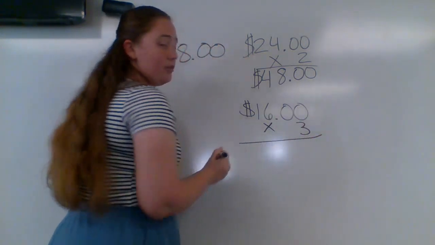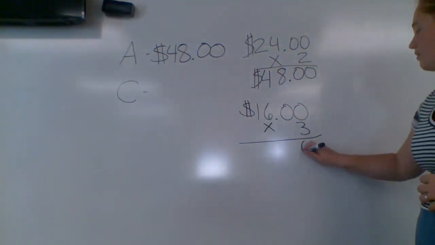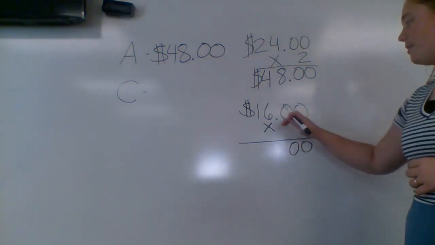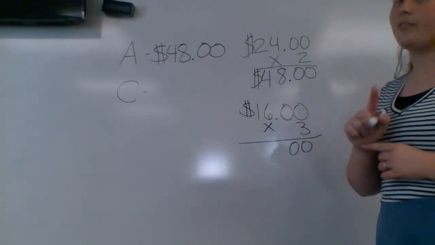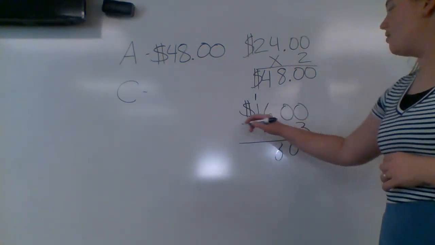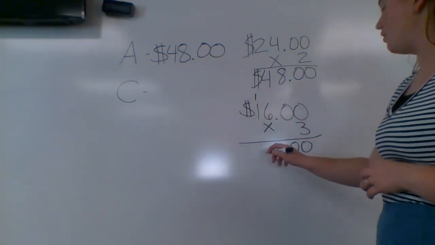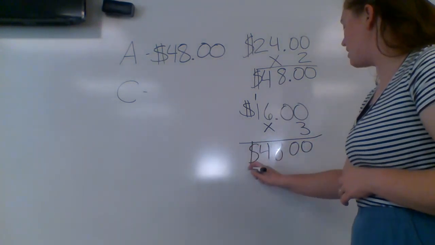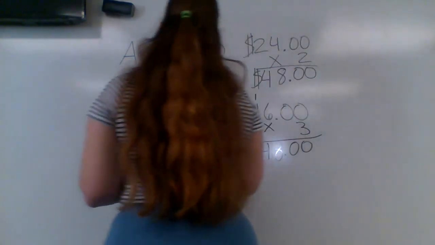And there were 3 children, so we're going to multiply by 3. 3 times 0 is 0. 3 times 0 is 0. 3 times 6 is 0. No, not 0. 3 times 6 is, right, 18. 1 gets carried up here, 8. Down here, 3 times 1 is 3, plus 1 is, good, 4. Well, well, well. It looks like it costs the same for 3 children to get in as it does for 2 adults to get in. That's interesting.